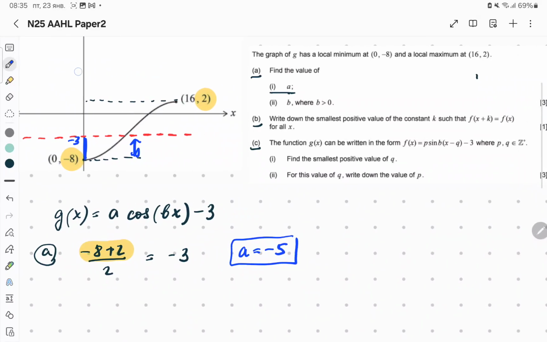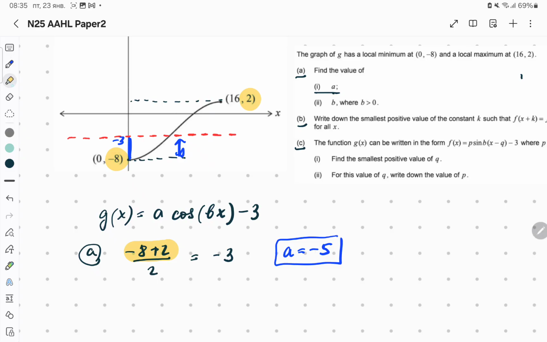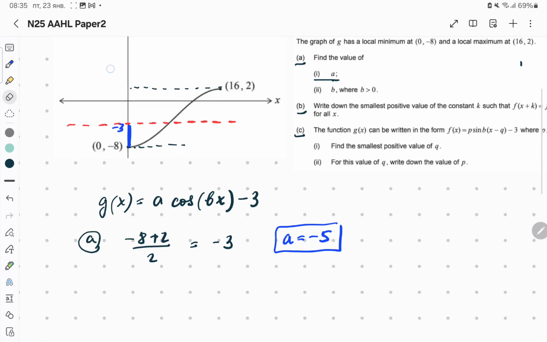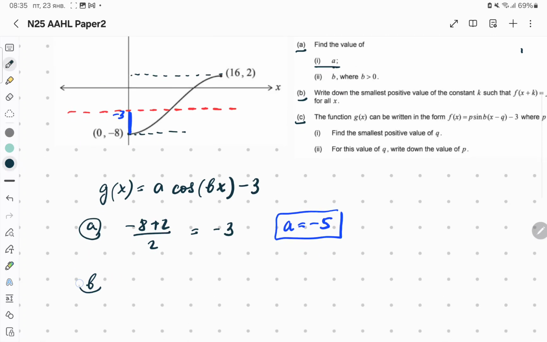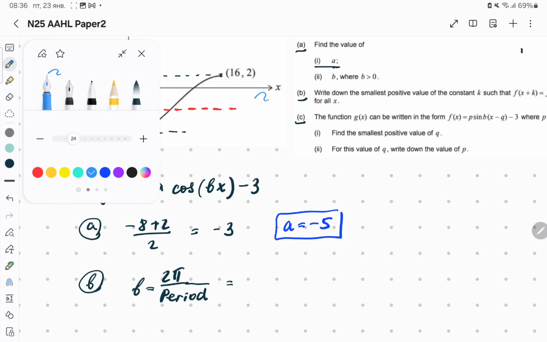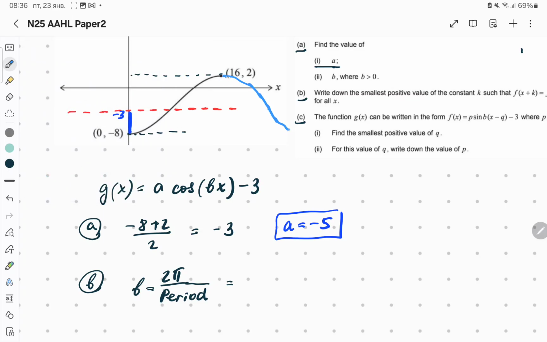And now we should find the value of B. B is equal to 2 pi over period. And we should identify the period here. Period is the x length of the repeated part of the graph, right? That's why we have to find the repeated part of the graph. If we continue our graph of the function, we will have something like this. And this is going to be the period. And obviously, this part is half of the period.